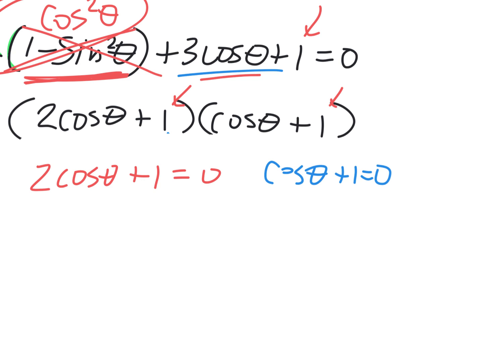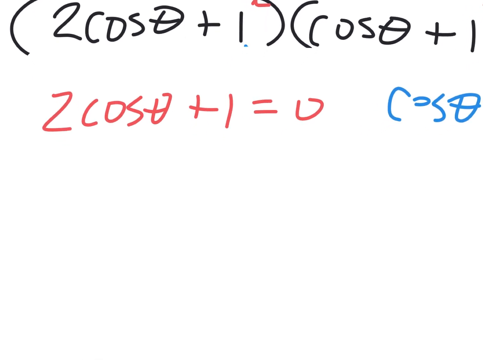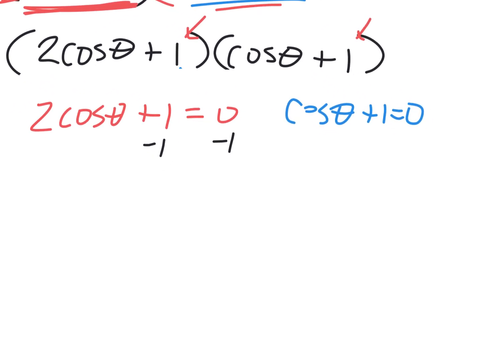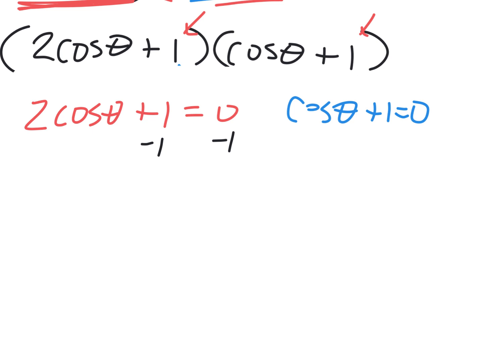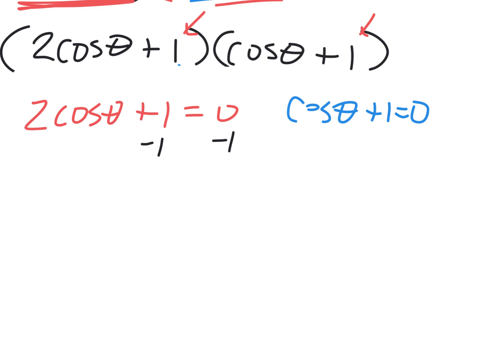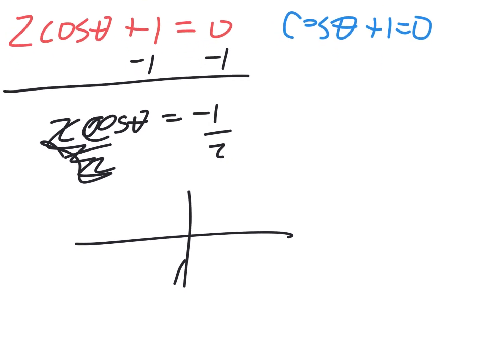Lux, could you do the one on the left? You can change 2 cosine theta... You can add 1 on both sides, then divide by 2, so cosine theta equals -1/2. Now what? Then you can do circle trig to figure out what it is.